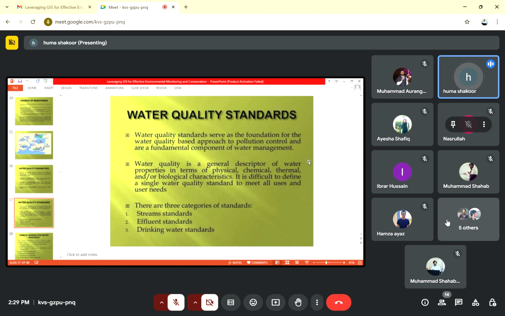Water quality standards serve as the foundation for the water quality based approach to pollution control and are a fundamental component of water management. If you don't know about the quality of the water, or about the national environmental quality standard declared for water quality, you can't say whether this water is polluted or healthy, without pollution, or fresh water. So it is very important, before mapping, before modeling, before analyzing, and before monitoring, first of all to know the quality standards for water. And for every environmental issue, you must know the quality standard.